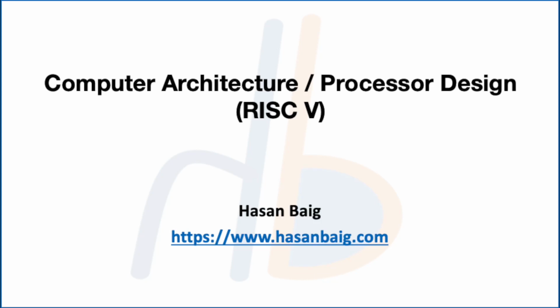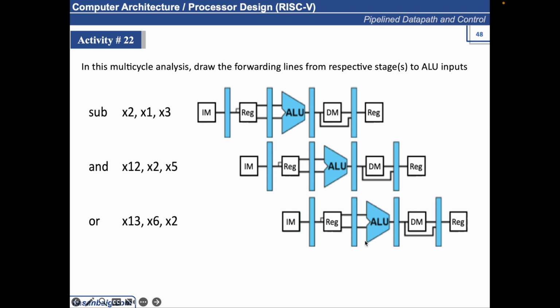All right, so let's do activity number 22. Try doing it yourself first, give it a pause, and then we will discuss the solution here. All you need to do is to identify where the data should be forwarding from. The data should be forwarding from this XMEM pipeline register, or from the MEM write back pipeline register. Okay, so give it a pause and then try to solve it yourself, and then we'll discuss the solution.